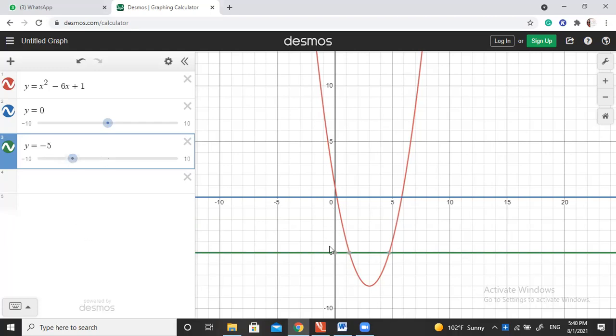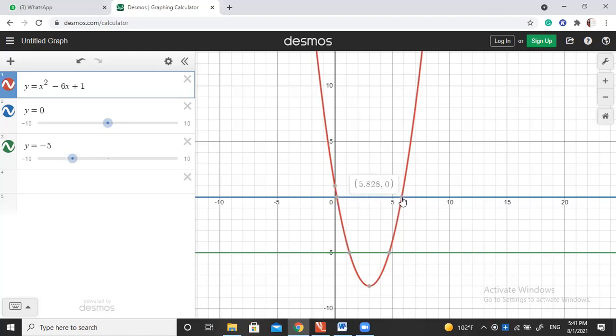So when y equals -5, down here in green, you see in green? What is the value of x? The value of x here is 1.2, and here the value of x is 4.7. So when y equals 0, you have two values here, 0.17 and 0.17, and here also 5.8.